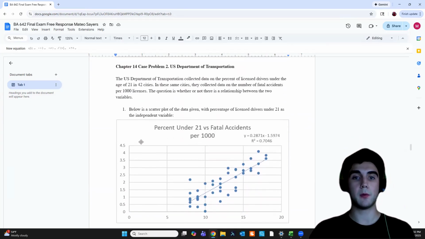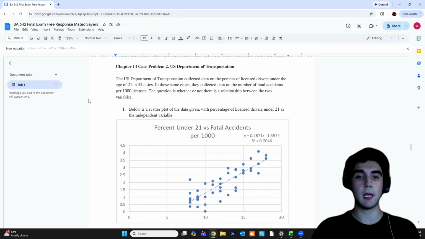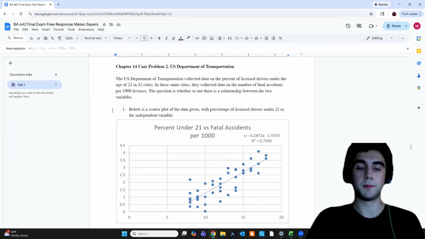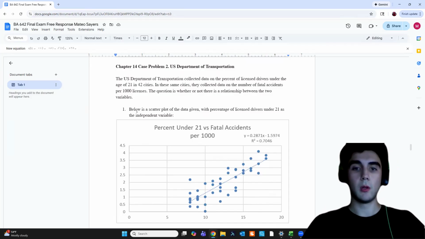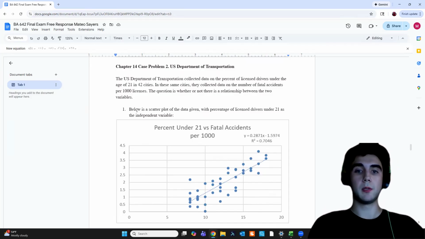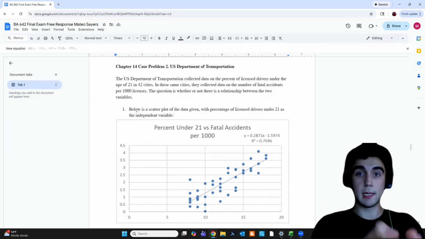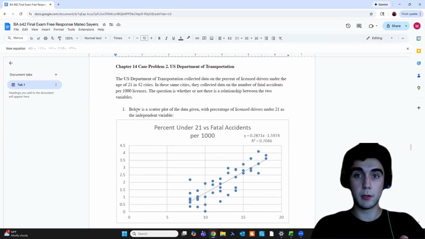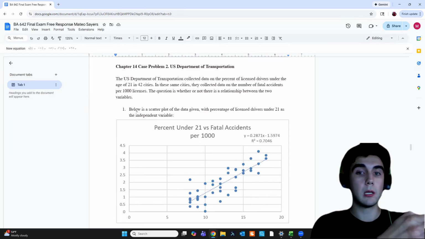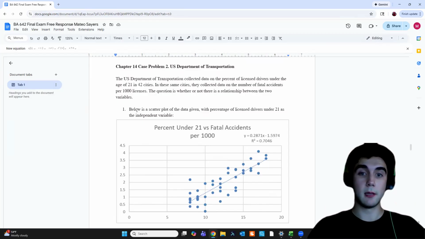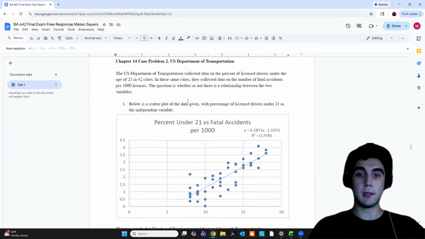All right, moving on to chapter 14, case problem 2, U.S. Department of Transportation. In this case problem, it was asked to determine whether or not there was a relationship between the two variables of percent of drivers who have licenses that are under 21 and fatal accidents per 1,000 licenses. This data was collected in 42 cities.